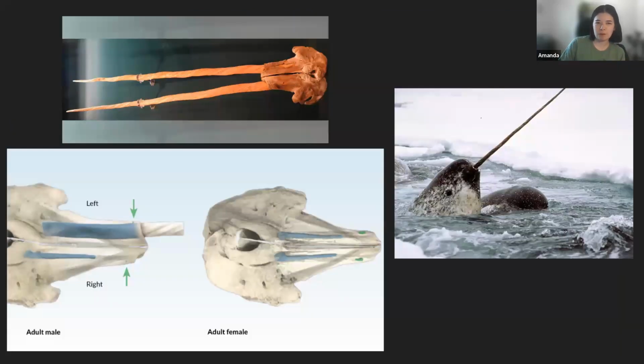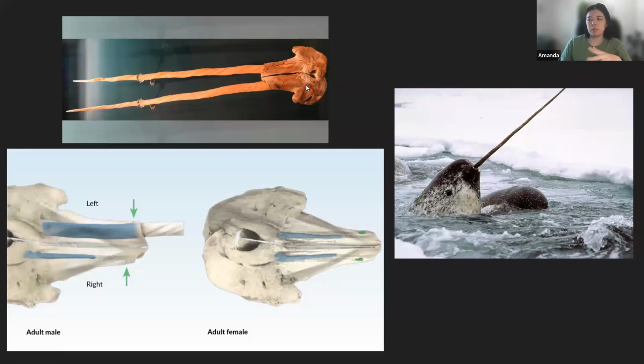And then there's the narwhal. The narwhal's tusk is actually an elongated canine. It's their left upper canine. Usually only males will grow a tusk, and it will grow out the left side through their upper lip and form a left helical spiral.